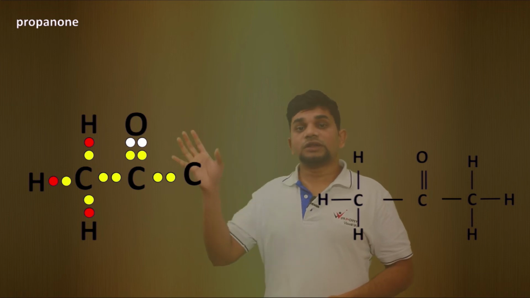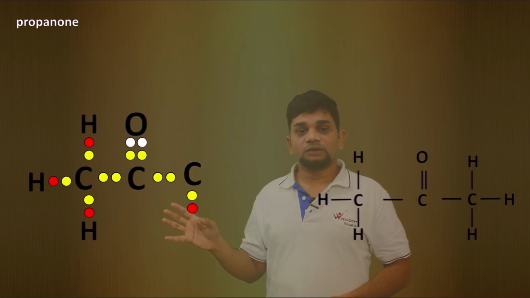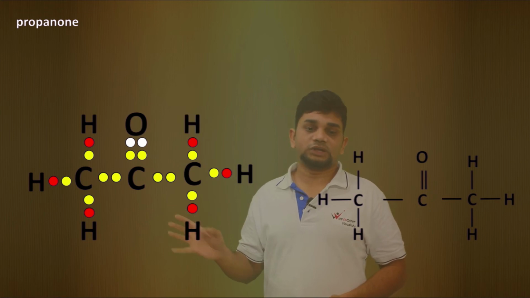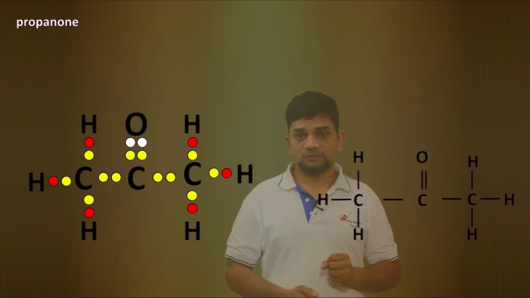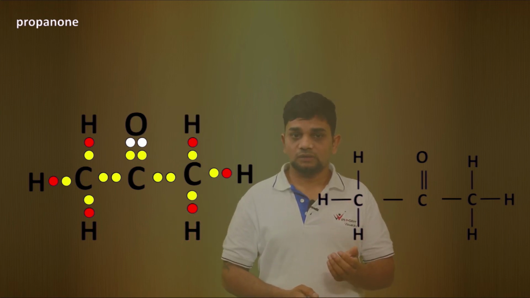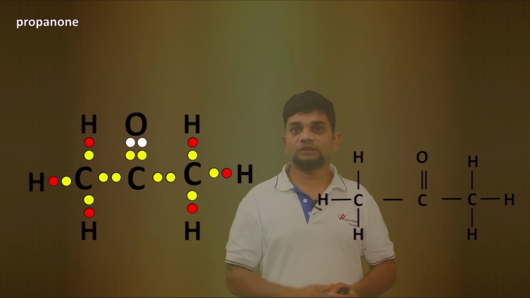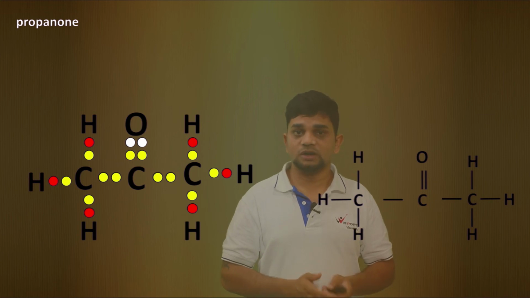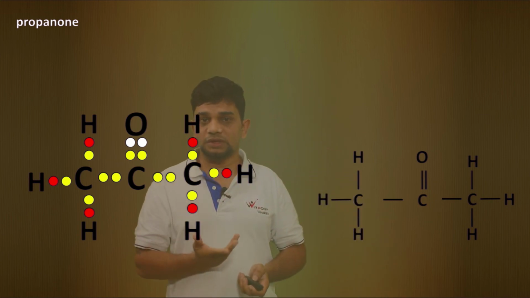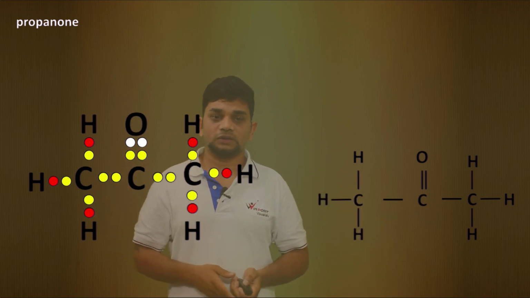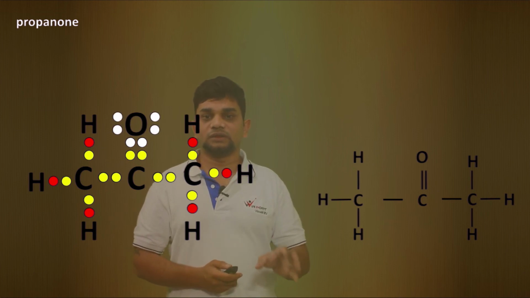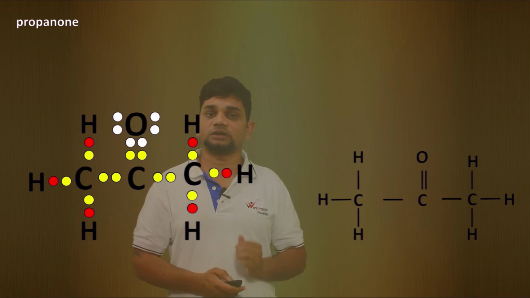Next there are 3 hydrogen, 1, 2, 3, 3 hydrogen with single bonds. This is the structure of propanone. The last step is filling electrons. For oxygen there are 6 electrons in the outermost shell. Only 2 electrons we have used here. We are filling the remaining 4 electrons. Now this is the electron dot structure of propanone.